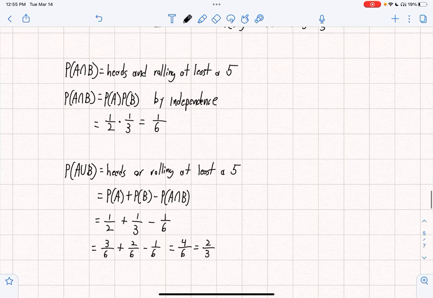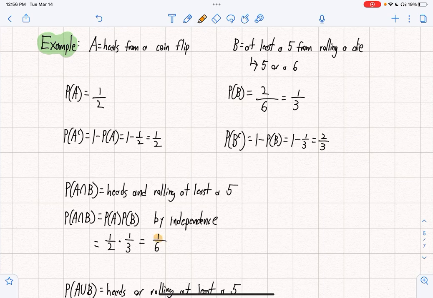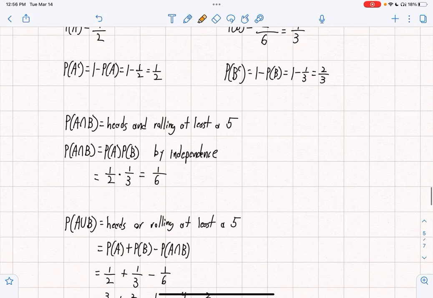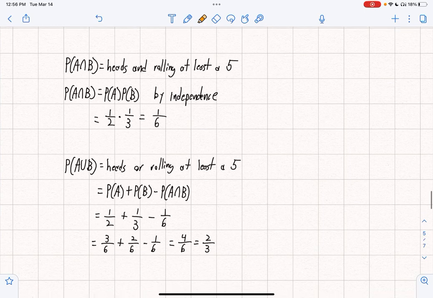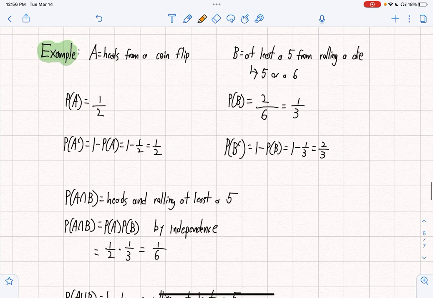Okay, and one way we can always double check ourselves is that the probability of A and B should be smaller than the probability of A, and it should also be smaller than the probability of B, because we're requiring two events to take place. So 1/6 is indeed smaller than 1/2 and 1/3, which is good. And then with A or B, because we're fine with either event taking place, this probability should be greater than either of the individual probabilities, which it is. 2/3 is bigger than 1/2, and it's bigger than 1/3. And that's just one little check we can do for ourselves.